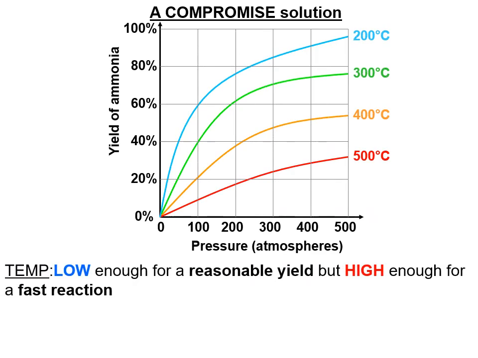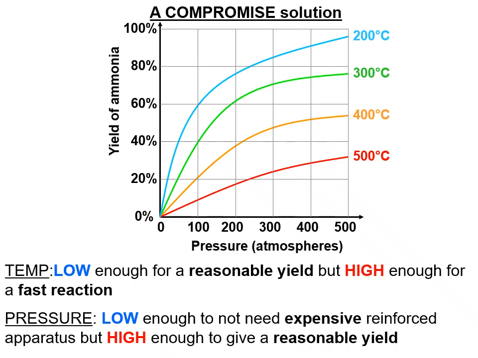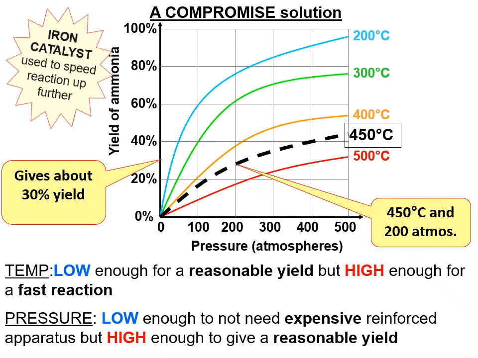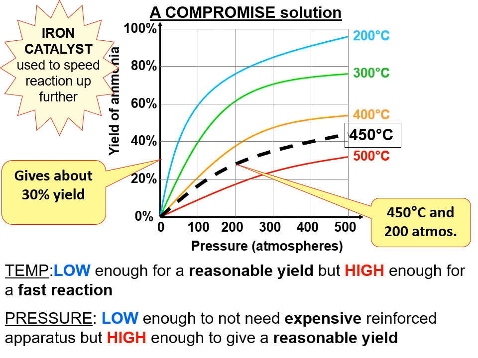So, a compromising solution. Low enough for a reasonable yield, but high enough for a fast reaction. Low enough to not need expensive reinforced apparatus, but high enough to give a reasonable yield.